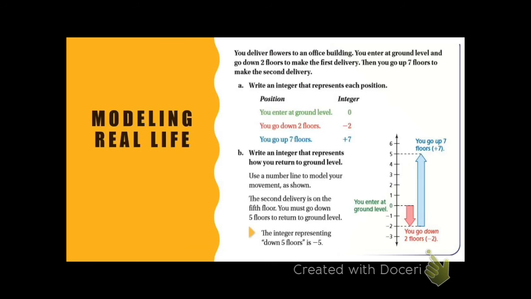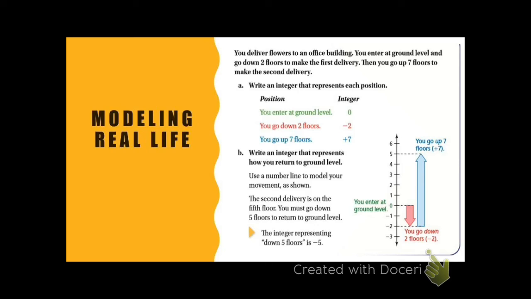All right. Let's look at this example of a story problem, a situation in real life that there could possibly be. Traveling up an elevator. It says you deliver flowers to an office building. You enter at ground level and you go down 2 floors to make the first delivery. Then you go up 7 floors to make the second delivery. They said write an integer that represents each position. Well, if you enter at ground level, you're at 0. If you go down 2 floors, that would be a -2. If you go up 7 floors, that's a +7.